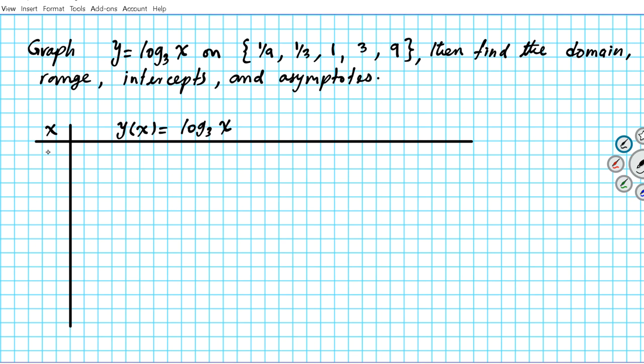Okay, so let's start with the first input value, x equals 1 over 9. So what's the y value for that? So we're going to evaluate the function at 1 over 9. So we have log base 3 of 1 over 9. So the task here is to express this logarithmic argument as a power of the base.